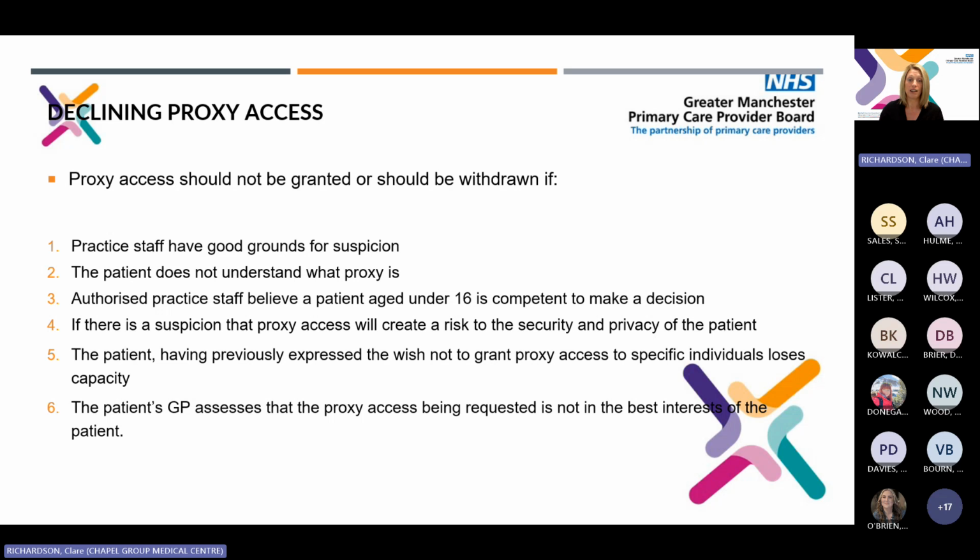Authorised practice staff believe that a patient under 16 is competent to make their own decision on their access and does not give consent for proxy access by the person who's seeking it. I mentioned before an example: you've got a 14-year-old that is now deemed competent. Parents still want to have access, but at that point, because they're deemed competent, you can withdraw access for the proxy. Another ground is the suspicion that the proxy will create a risk to the security and privacy of the patient.